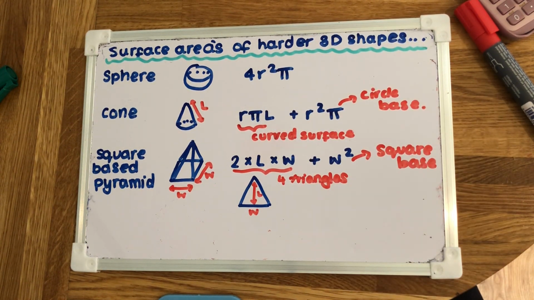So firstly, for the sphere, the surface area is 4 times the radius squared times pi. Remember, the radius is from the middle to the outside. So that's a nice easy one to remember.